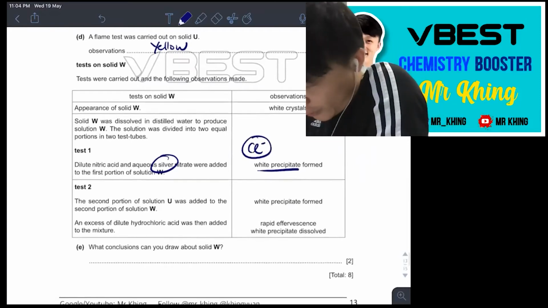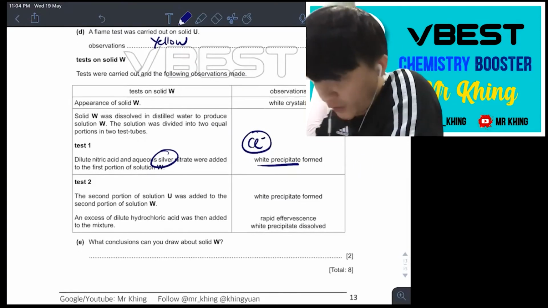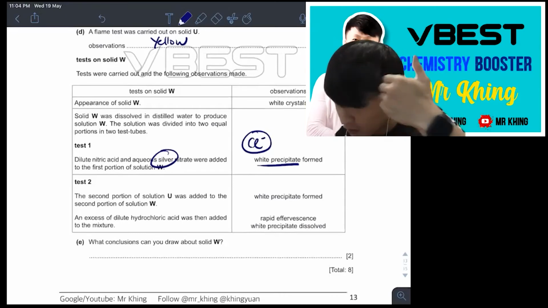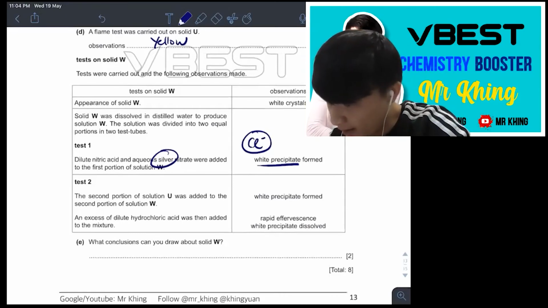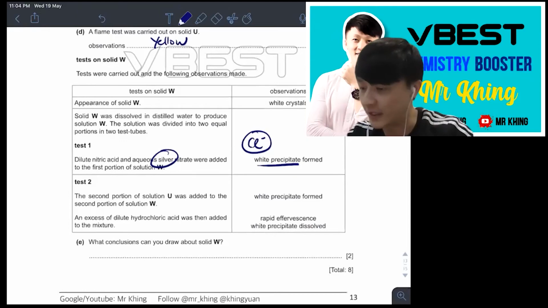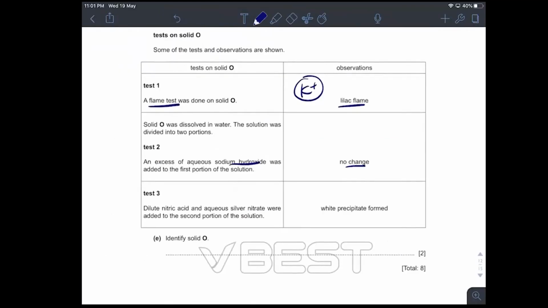Okay, so next one you see, the second portions of solution U was added to the second portions of solution W. Okay, excess hydrochloric acid was then added to the mixture. You see, first it formed white precipitate. Okay, see silver, whenever we see the word silver 100%, they are testing for chloride, halide ions. You see, white precipitate, isn't it? Indicates the presence of Cl negative.